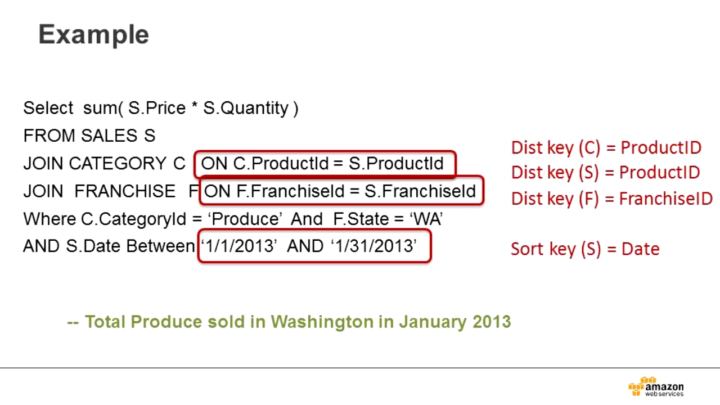The first thing we want to do for a distribution key is to look at the join conditions, and over here we have the category table being joined with the sales table based on product ID. So I like the product ID to be co-located, so I picked that for the category table. On the next step, we have the franchise table that is joined on the franchise ID, so pick that for the distribution key for that. And for the sales table, I have a choice. I could go with product ID or franchise ID. In this case, I chose to go with the product ID because product is the larger of the two tables, and so I want that to be co-located more so than the franchise.